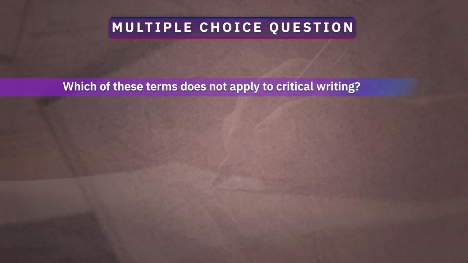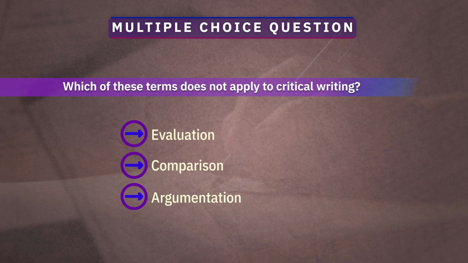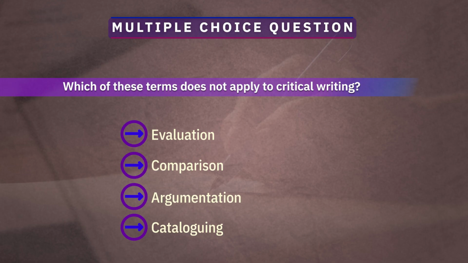Now, an important question: which of these terms is not applicable for critical writing? And I have 4 options. Option A, evaluation. Option 2, comparison. Option 3, argumentation. And option 4, cataloging. And yes, you guessed it right. The option is 4, cataloging. Cataloging is not applicable for critical writing. It is excluded in critical writing, while evaluation, comparison, and argumentation organically form a part of critical writing.